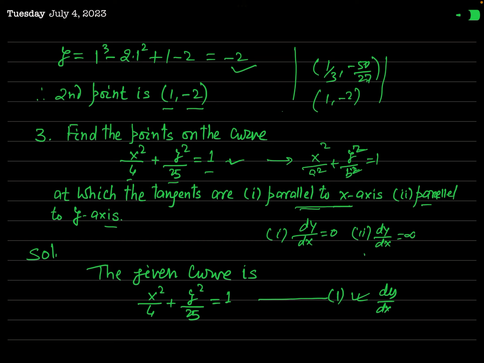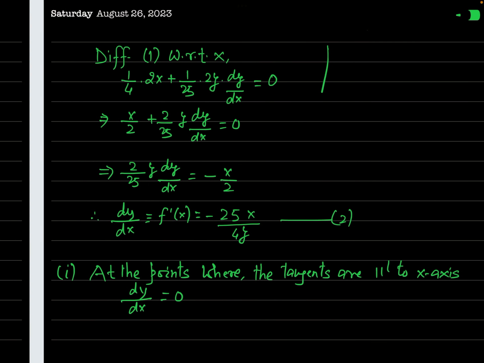Now you can say this second condition can be written as dx by dy equal to 0, because dx by dy will be equal to 1 by infinity, and that 1 by infinity will be 0. So definitely if you want to locate those points, you have to find dy by dx and dx by dy. And for these you have to differentiate this equation 1 first of all with respect to x.